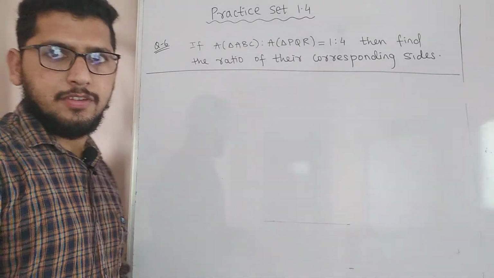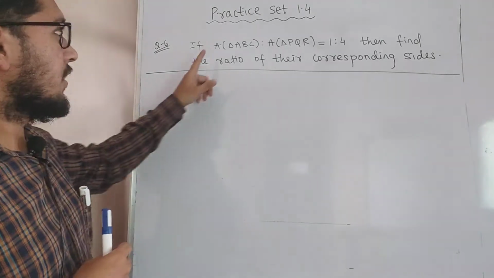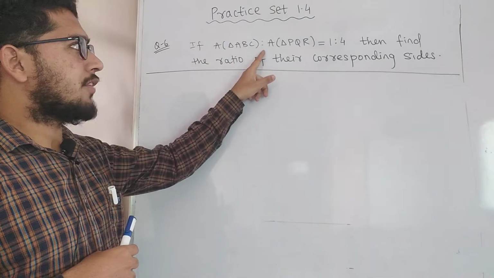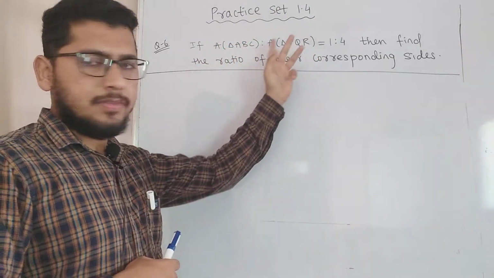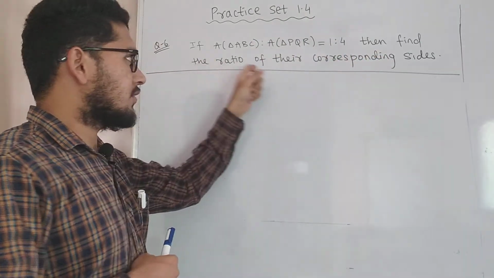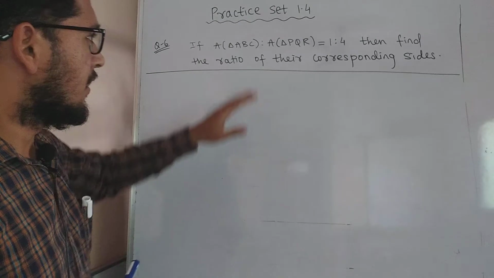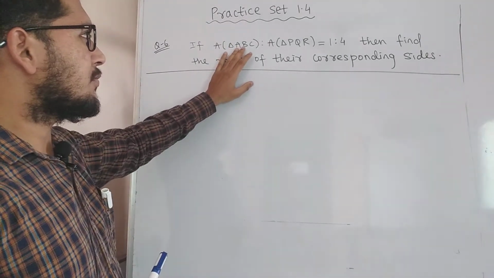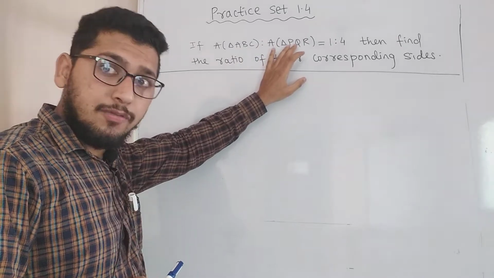Now here you can see the next question, that is question number 6, sorry. So if area of triangle ABC to area of triangle PQR is given 1:4. The ratio of two areas are given 1:4. Then find the ratios of their corresponding sides. So first we have to write their corresponding sides. Suppose this is triangle ABC, then the corresponding side would be AB. Suppose this is triangle PQR, the corresponding side would be PQ.